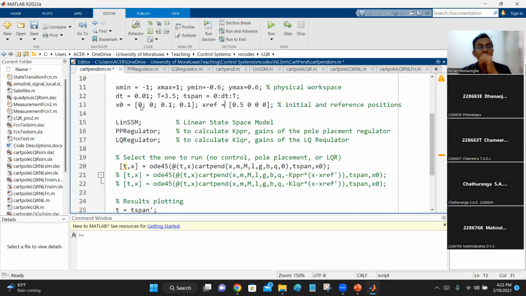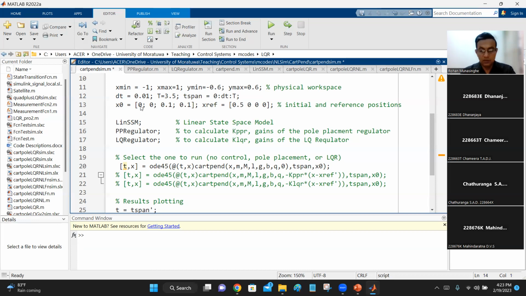What is this one? This is x ref. That is the reference x, where I want the pole to go and stabilize itself, right? That is 0.5. I want the cart to move 0.5 meters and stabilize there. And this is x dot. Do I need any velocity at the final point? No. Do I need any angle at the final point? No. Do I need any angular speed at the final point? No. So therefore, these are all zeros. I only want the cart to move to 0.5 meter position and stabilize the whole thing there.